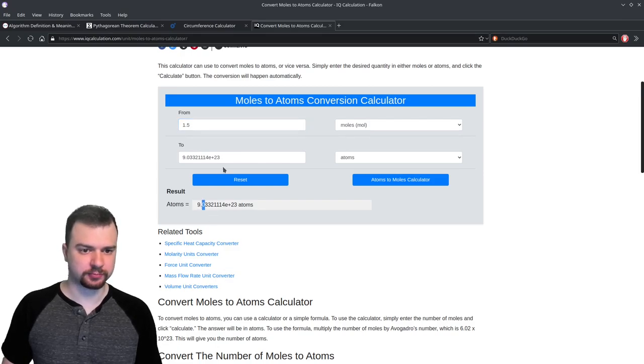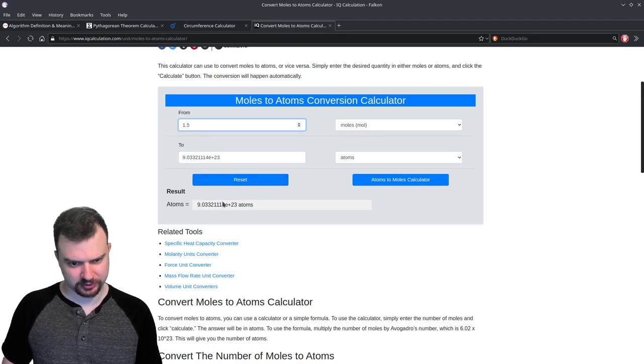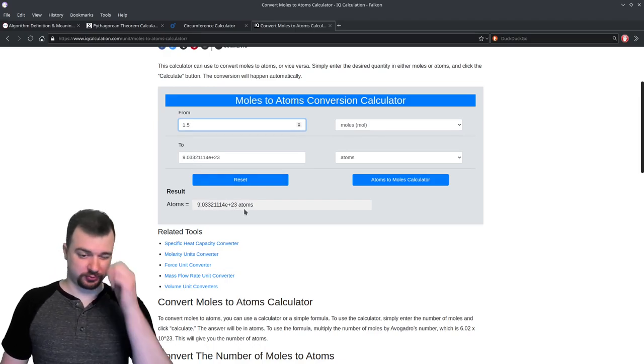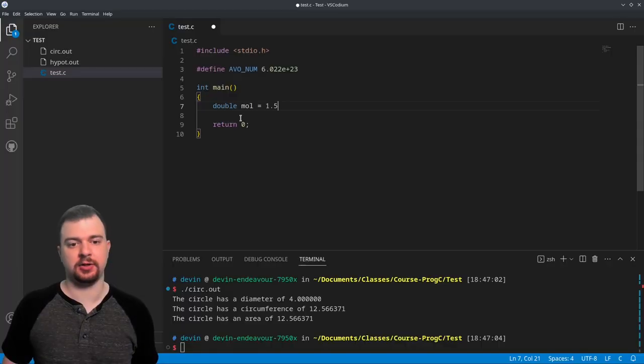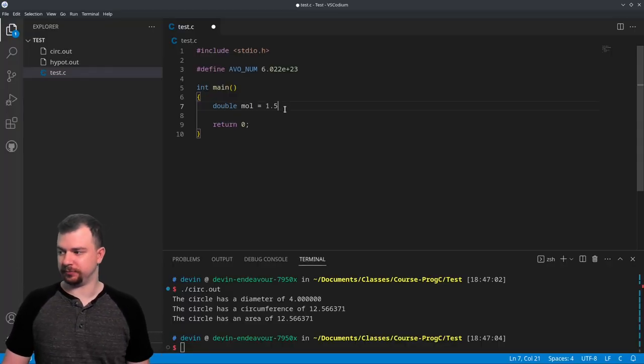We're going to end up doing 9.0, because we're going to look at this and say, oh, 1.5, that's only one specific digit right here, so we're just going to round down. I think it's going to be 9.0, but it's going to be to the 23. So not a big deal.